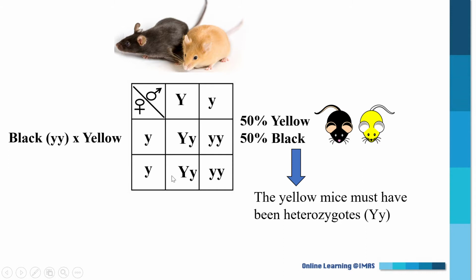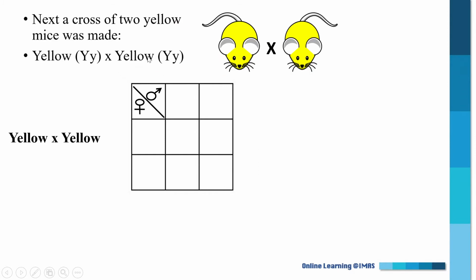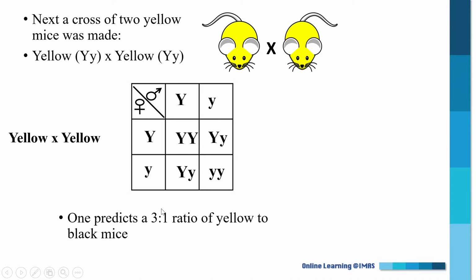Now what they are going to do is cross the yellow one with the yellow one, F1 with F1. By right, we will have capital Y, small y on both sides, and then we will have this combination. This combination we can predict is 3 to 1. So this will be yellow, yellow, yellow, and this one will be black. So a 3 to 1 ratio.